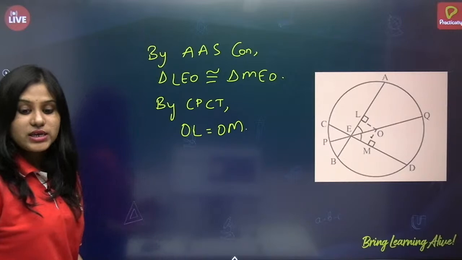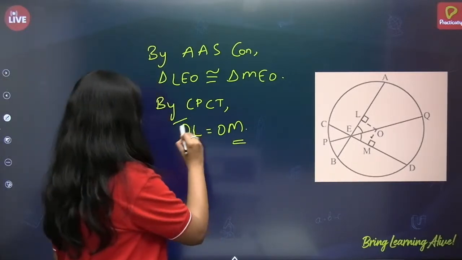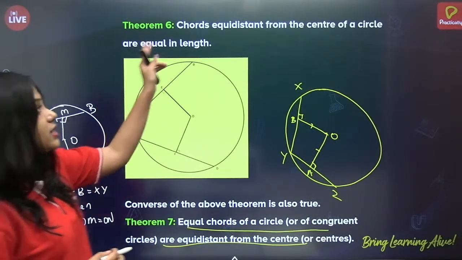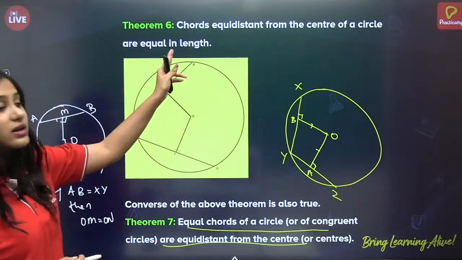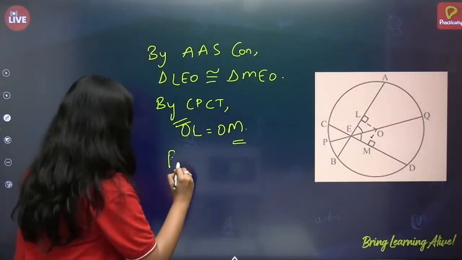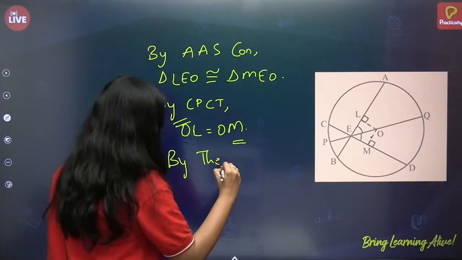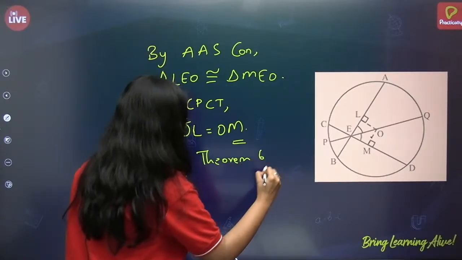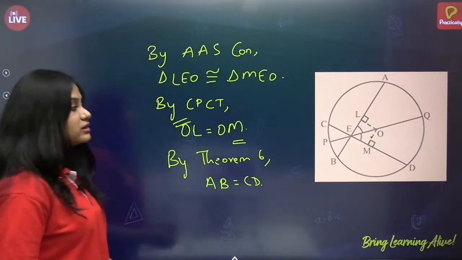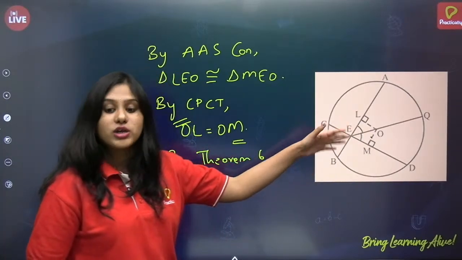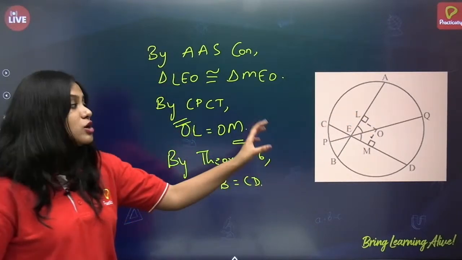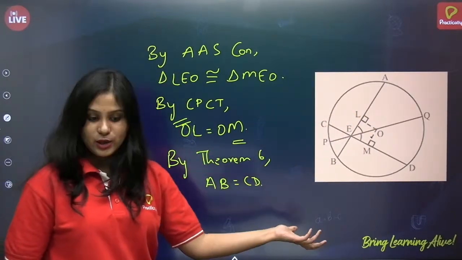And what are these? Perpendicular distances. And we have studied in the theorem that chords equidistant from the center of a circle are equal in length. So by theorem 6, we say that AB is equal to CD. Why? The perpendicular distances from the center to the chords are equal, so their chords will also be equal, right?